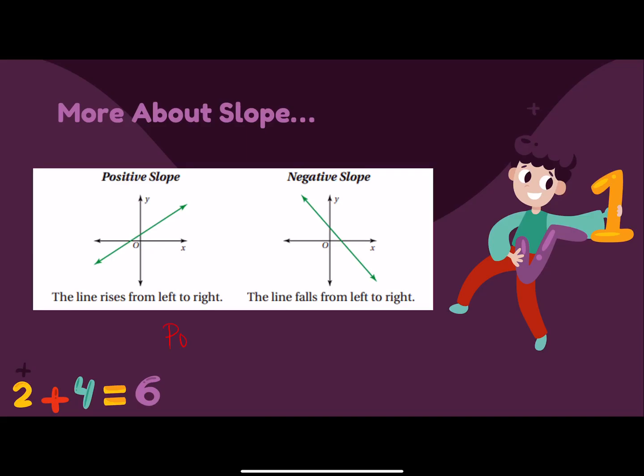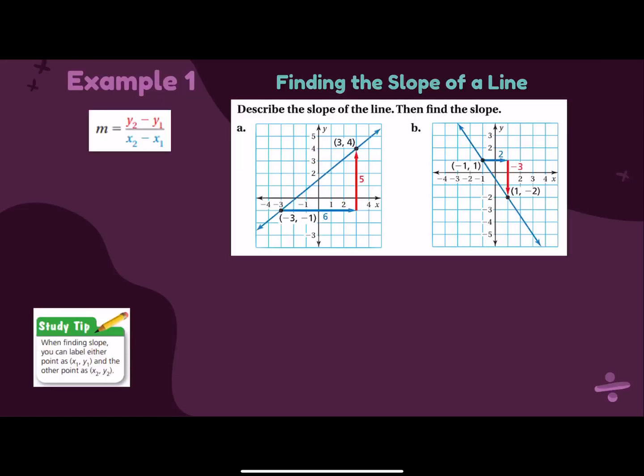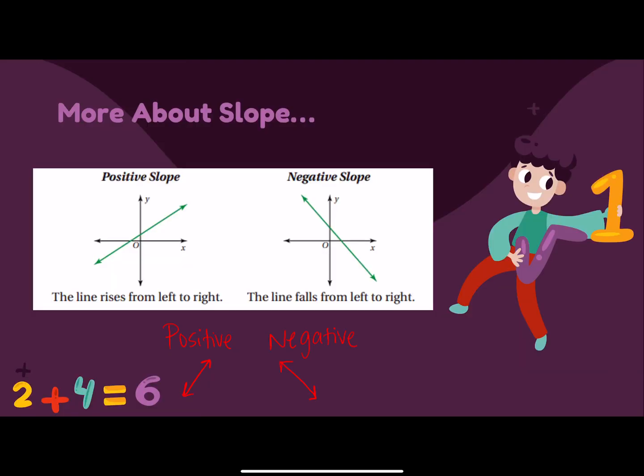So on your notes, I would write positive is uphill, negative is downhill. Then we have two other kinds that we're going to learn about later, and that is undefined slope, which is straight up and down, and zero slope, which is lying flat. Okay, I'm going to show you a video here in just a second that's going to help you remember those a lot easier, but those are the four types of slopes I can have: positive, negative, undefined, or zero.